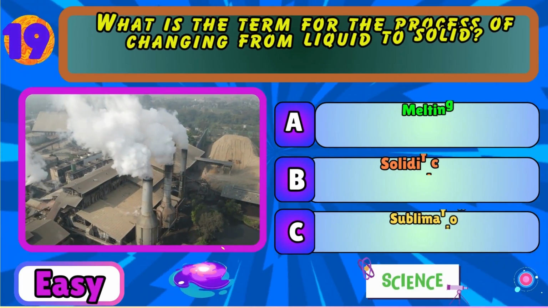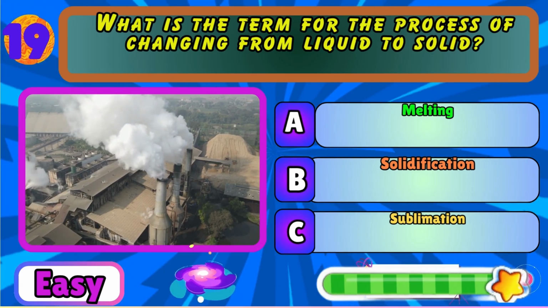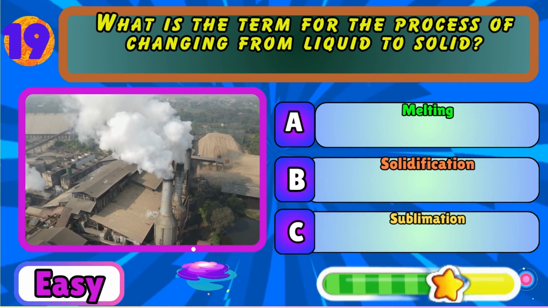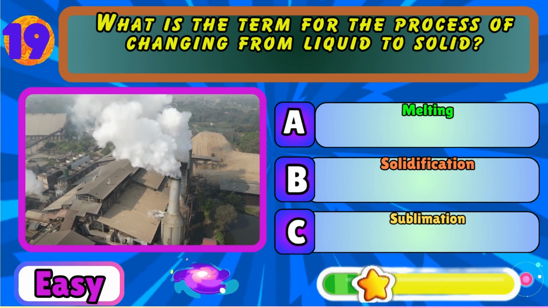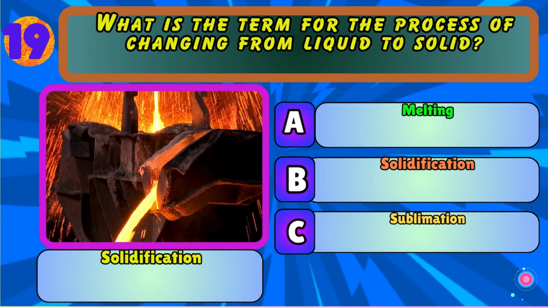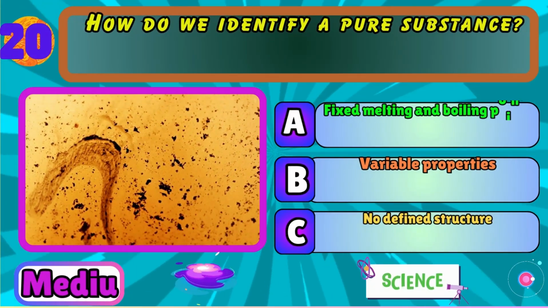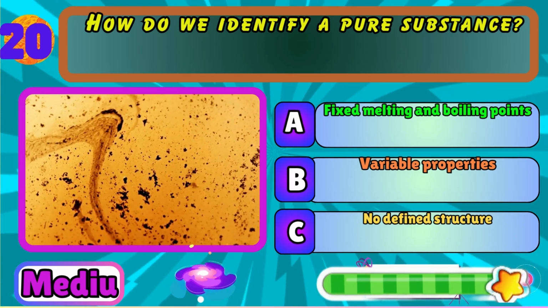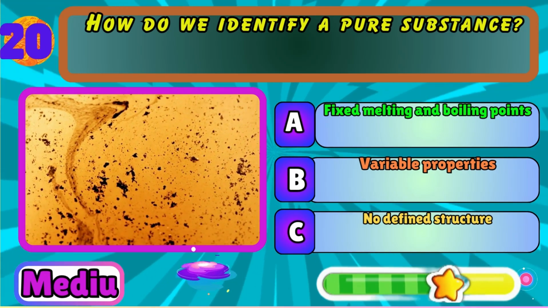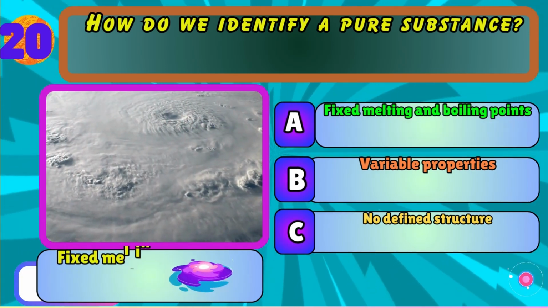What is the term for the process of changing from liquid to solid? Melting, solidification, or sublimation? Solidification. How do we identify a pure substance? Fixed melting and boiling points, variable properties, or no defined structure? Fixed melting and boiling points.